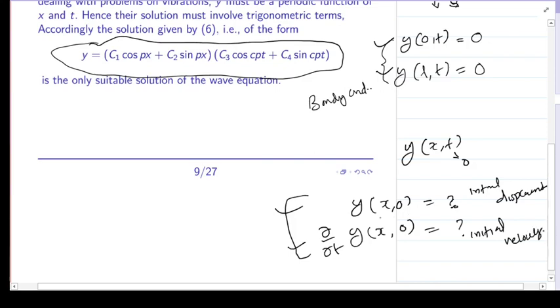So these four conditions contribute to the solution of the partial differential equation of the one-dimensional wave equation. That means to solve it completely, we have to find the constants c1, c2, c3 and c4. For that we use the boundary conditions and initial conditions as inputs for finding the values of the constants.